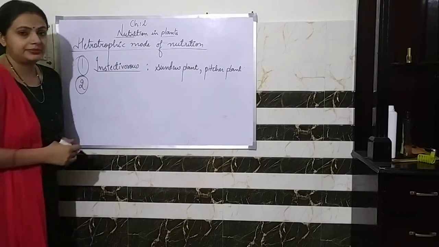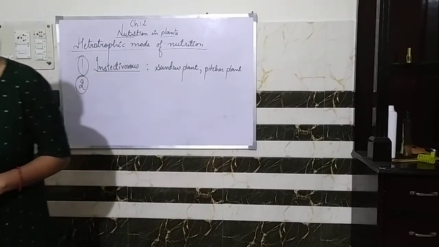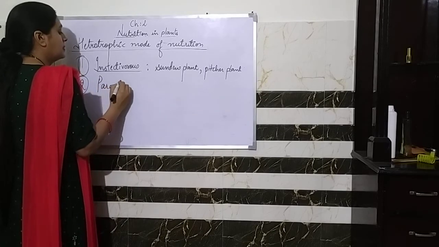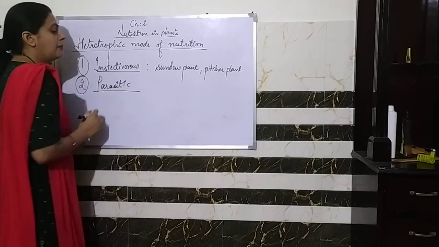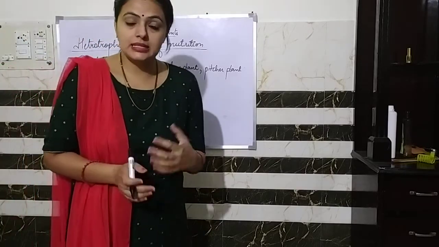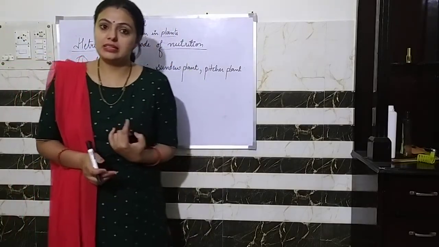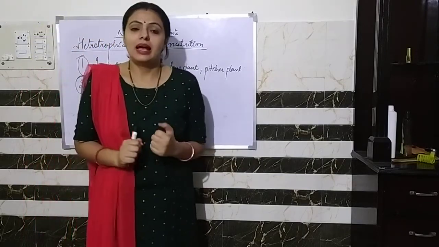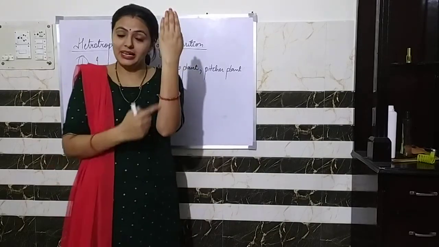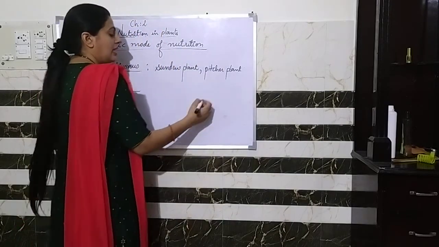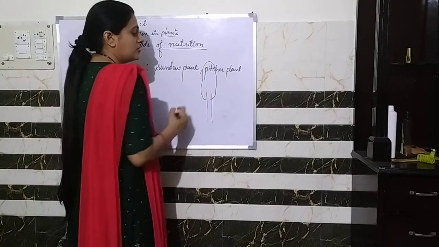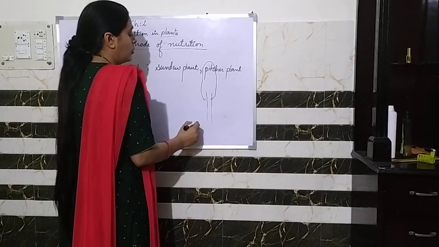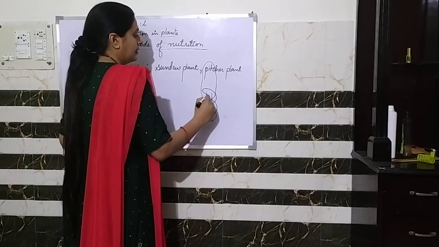Now the second one. What is the second one? The second one is the parasitic mode of nutrition. In this mode of nutrition, a particular plant climbs up on another plant and gains nutrients from that plant. I am drawing a diagram over here. Suppose this is a plant, this is a tree, a green plant, and one more plant climbs over it, right?